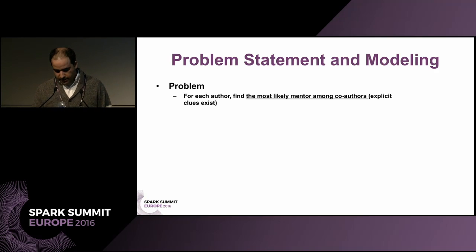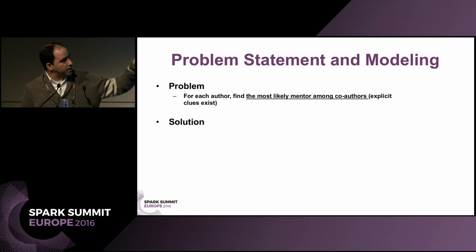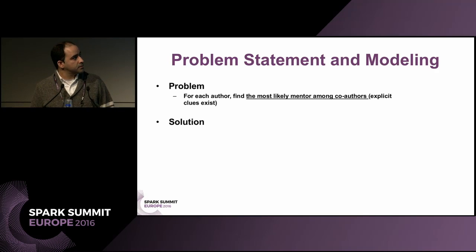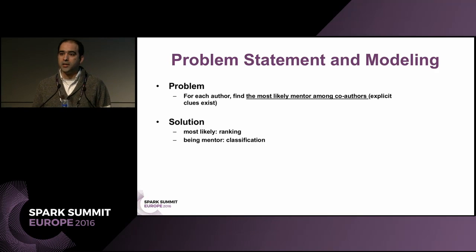And now let's find a solution. I'm going to reverse engineer this definition to come up with a solution. First, we have the most likely. It's very easy for a data scientist. We say, let's formulate it as a ranking problem. And then being a mentor also looks easy. Let's make it a classification problem. And now comes the difficult part. We have a classification problem, but what is the input for that classification problem?